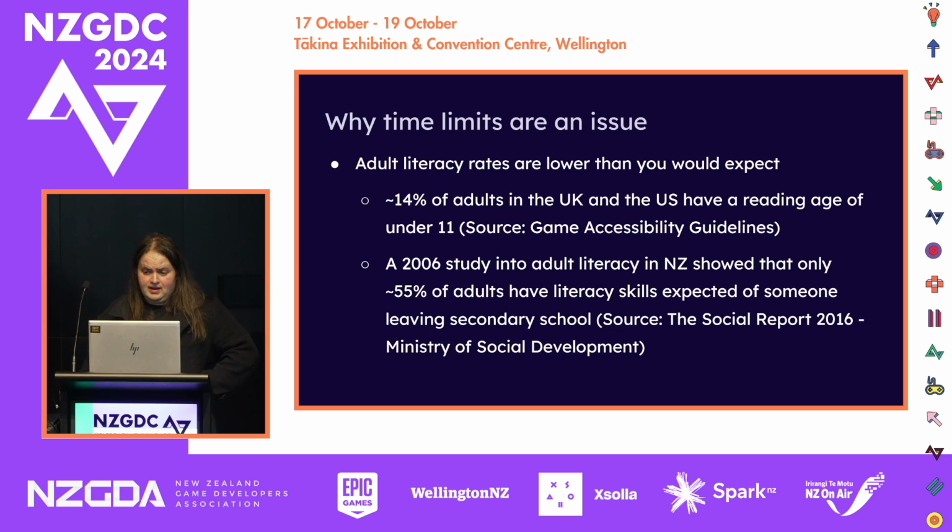And on the less severe end of things, while I haven't been able to find any contemporary New Zealand studies, I have found studies like one from the Ministry of Social Development, which suggests that in 2006, I'm going back quite a bit, only around 55% of adults have the literacy skills expected of someone leaving secondary school. Now, this is a topic that carries a lot of stigma, but people having lower reading ability is more common than you would expect, and these people are playing your games.